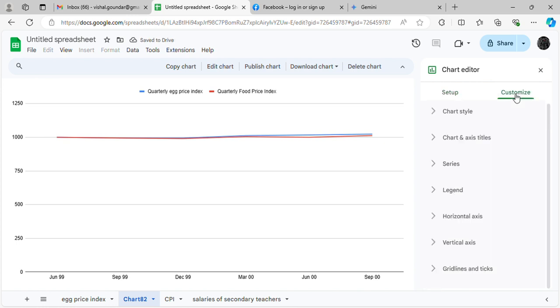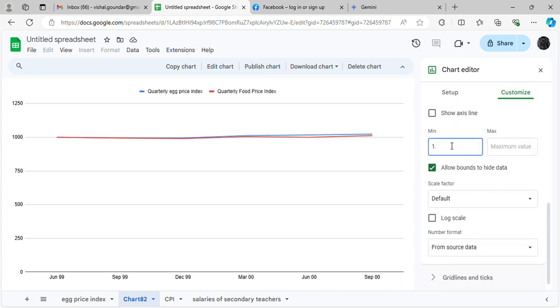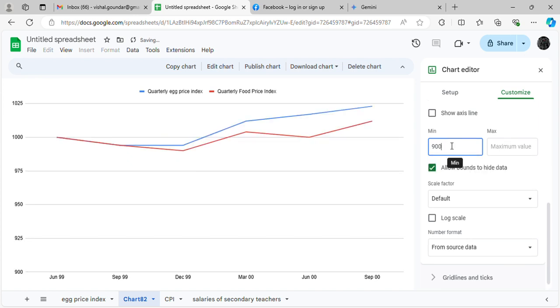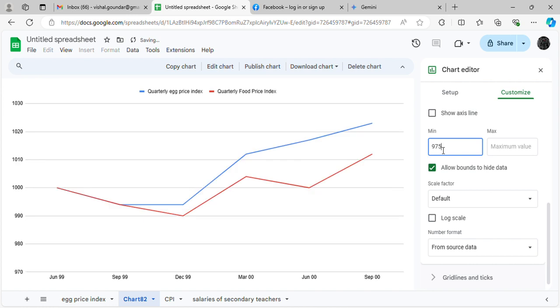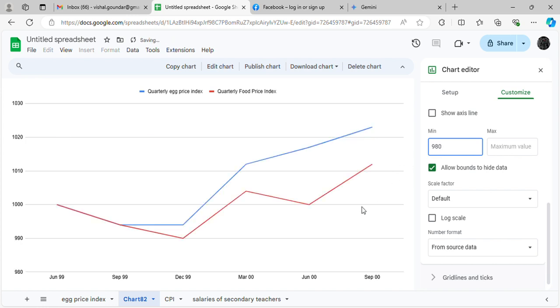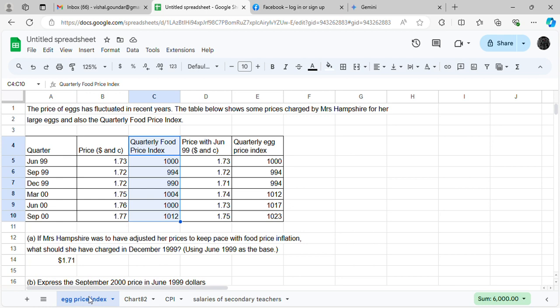Let's customize the vertical axis. So we want to change the minimum value. Let's change it to 900. Let's change it to 975. Let's change it to 980. Okay. So the quarterly food price index, which is in red, and the quarterly egg price index is in blue. So what's the question?